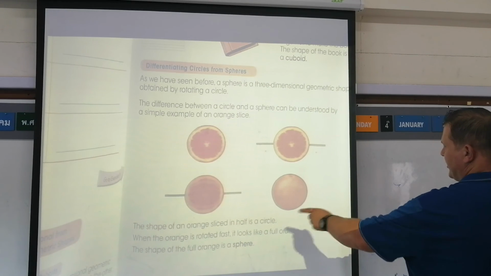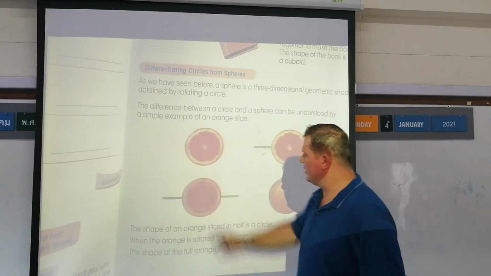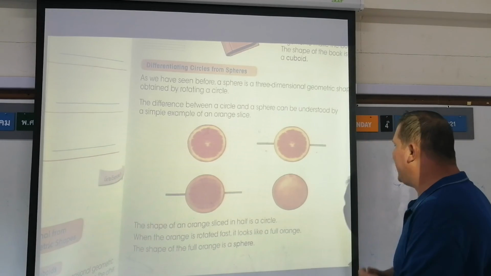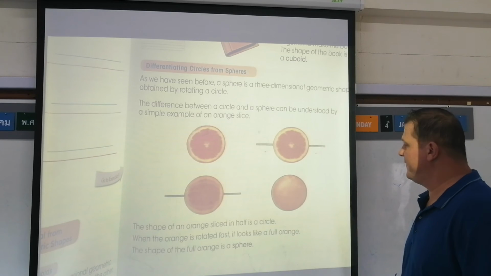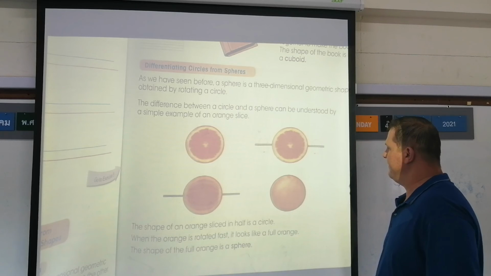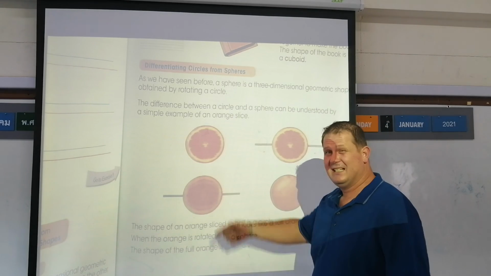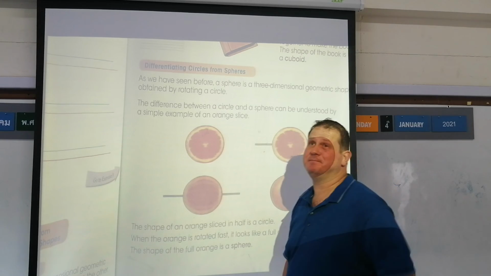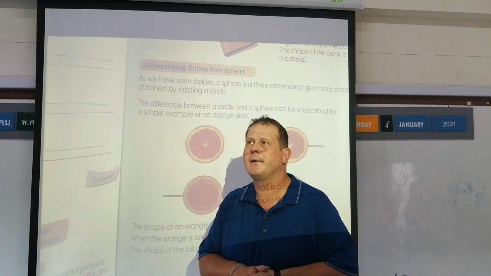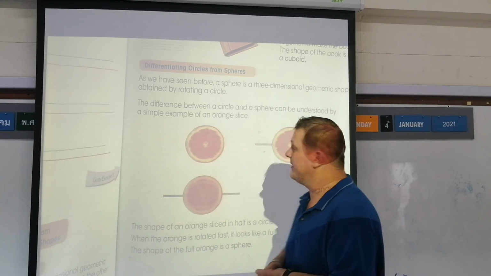The shape of an orange sliced in half is a circle. Okay, that's a circle. When the orange is rotated fast, it looks like a full orange. The shape of the full orange is a sphere. Alright. When they rotate it very, very fast, you guys can see. Yeah. Hopefully when you come back I can show you guys how cool that is. Alright.